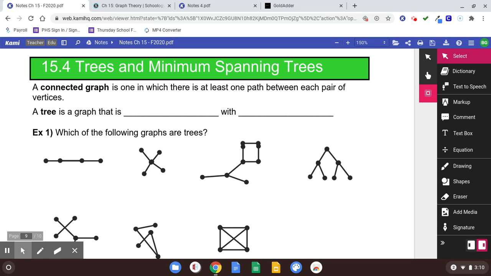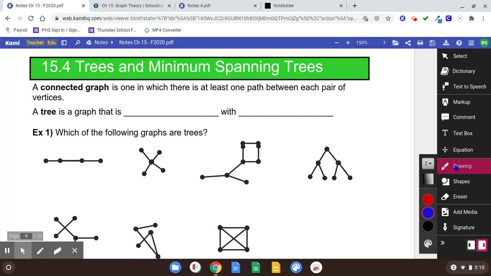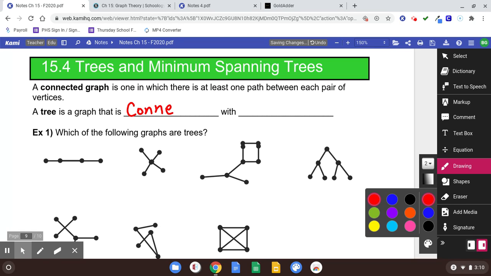15.4, trees and minimum spanning trees. Recall, a connected graph is one in which there's at least one path between each pair of vertices. A tree is a graph that is connected with no circuits.